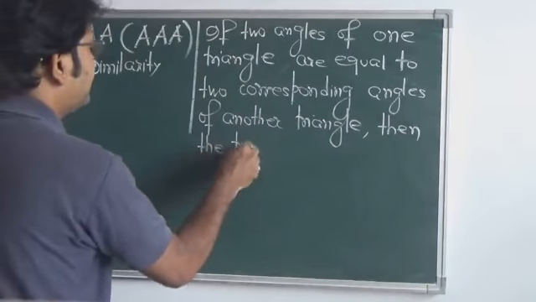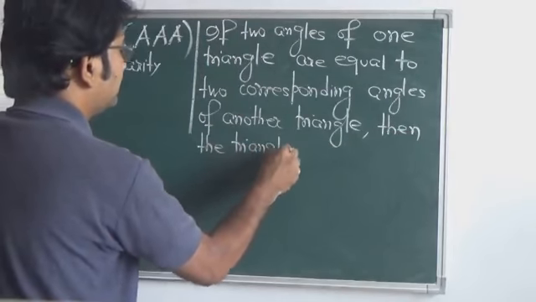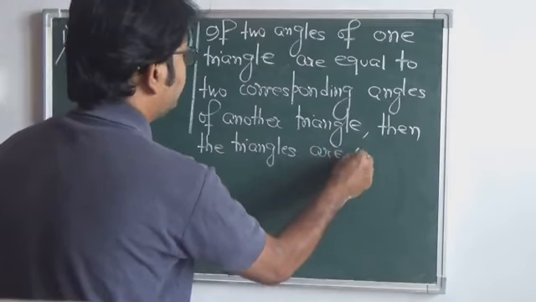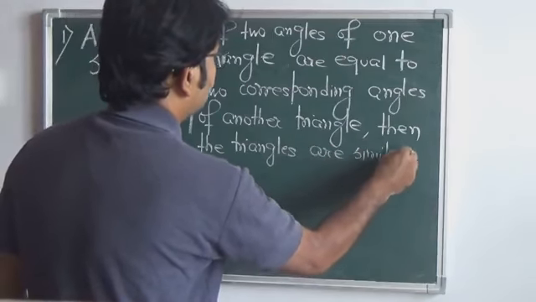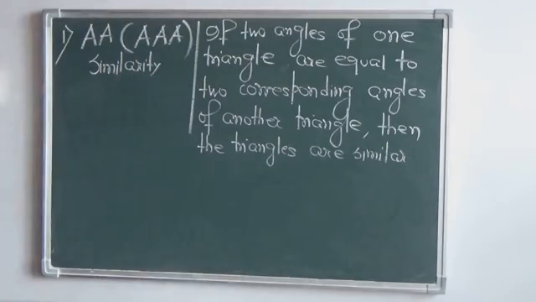Then the triangles are similar. And needless to say that if two angles of one triangle are respectively equal to the two angles of another triangle, then the third angles of the two triangles are also equal, because we know that the sum of the three angles of a triangle is 180 degrees. So if the two angles are known and they are equal, the third angle obviously has to be equal. Okay?